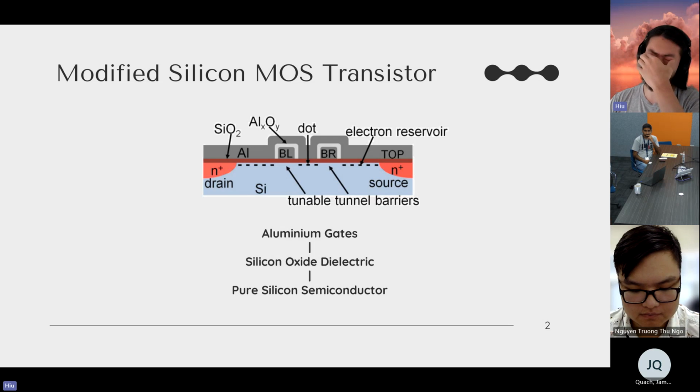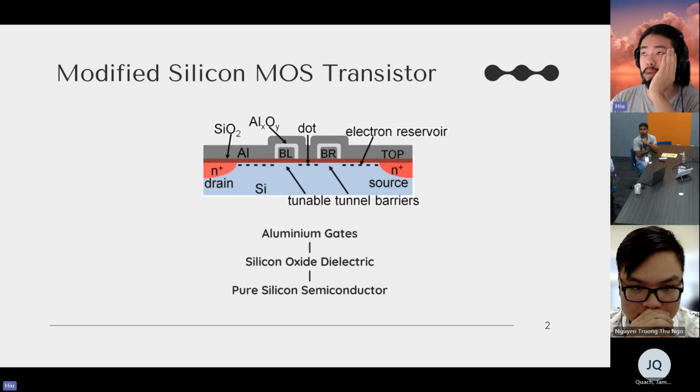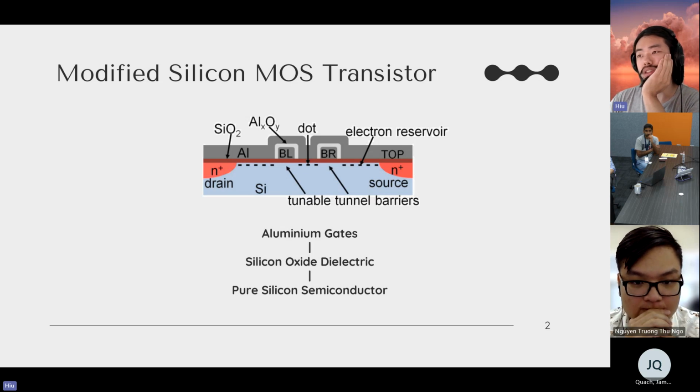So here's the device they use in the group in UNSW. This is the donor qubit device, which is very similar to the MOS transistor, just slightly modified. You have the aluminum gate on top with the silicon oxide dielectric in the middle, which acts as the SET island. SET being the single electron transistor, and the bottom is the pure silicon semiconductor.